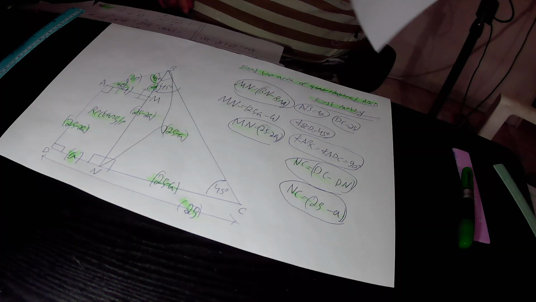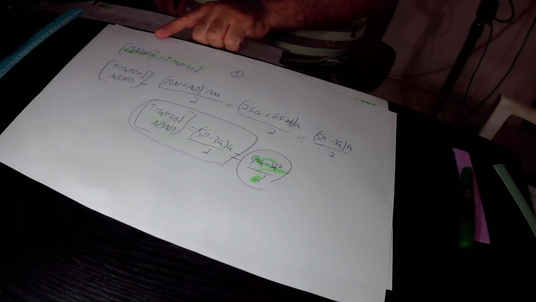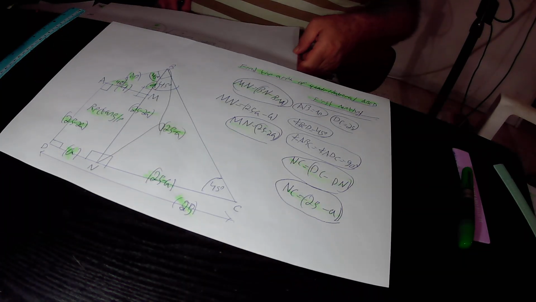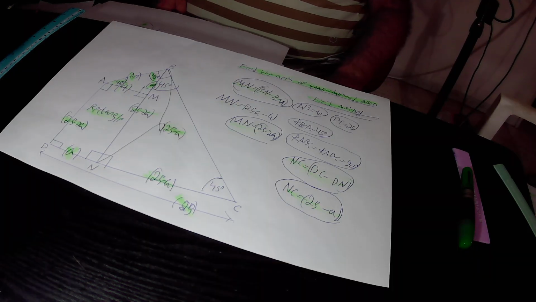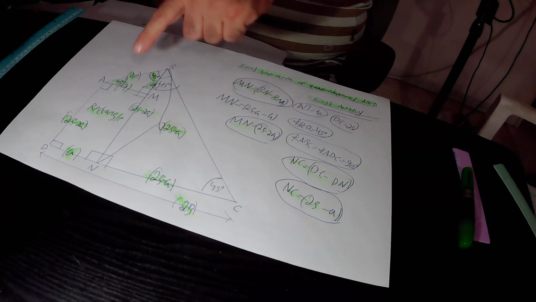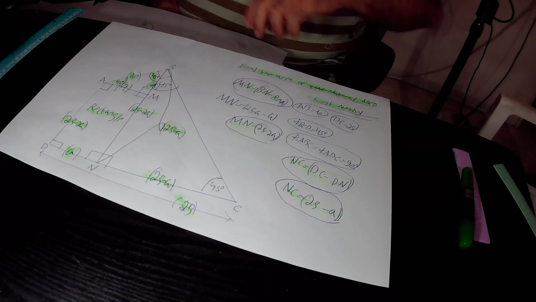And again, we should remember that quadrilateral ABND is a trapezoid because it has one pair of parallel sides. What is the area of trapezoid ABND? The area of trapezoid ABND equals the sum of its two parallel sides, that is BN plus AD, times the height AM, over 2.